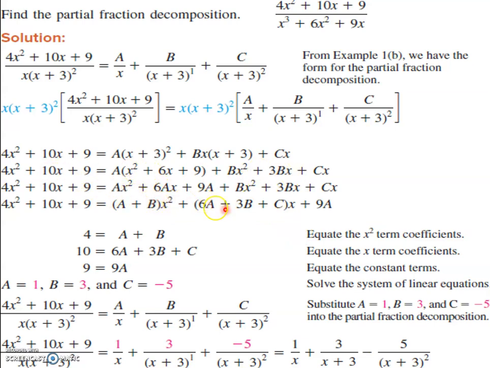It is also possible. In the previous example, we compared a, b and c. We can put the value of x equal to 0, x equal to minus 3, and then x equal to plus 3. So it is also an easy method to solve the partial fraction. Then we compare the coefficient of x², then the coefficient of x and the constant. What happened? 4x² + 10x + 9 is equal to (a + b) x² + (6a + 3b + c) x + 9a.